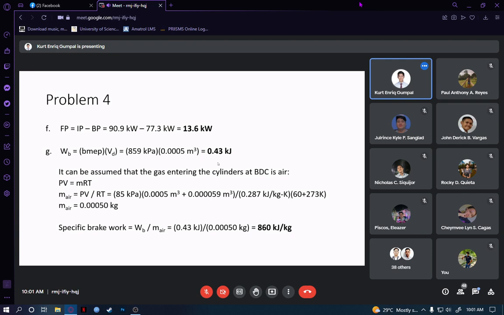If there is a question about specific brake work and you cannot derive the air, you have to tell me, because that is an unsolvable problem. Unless you assume, which I don't like. Your assumption should be an ideal gas only. That is G. Specific brake work is 860 kilojoules per kilogram.